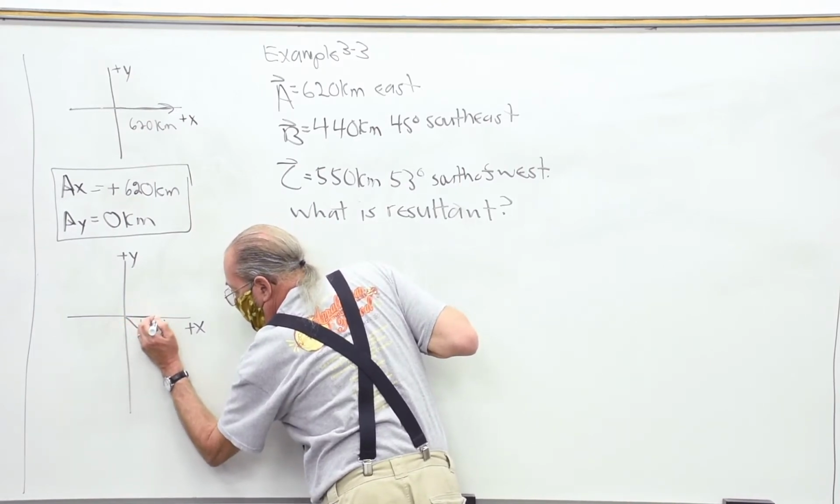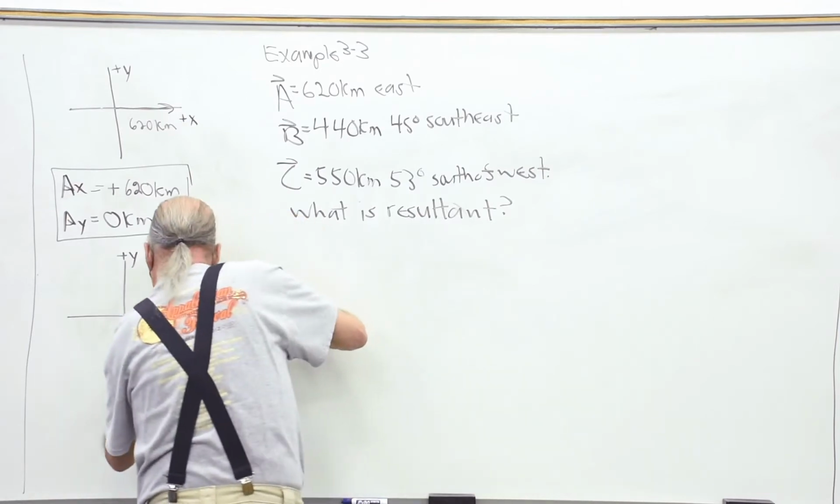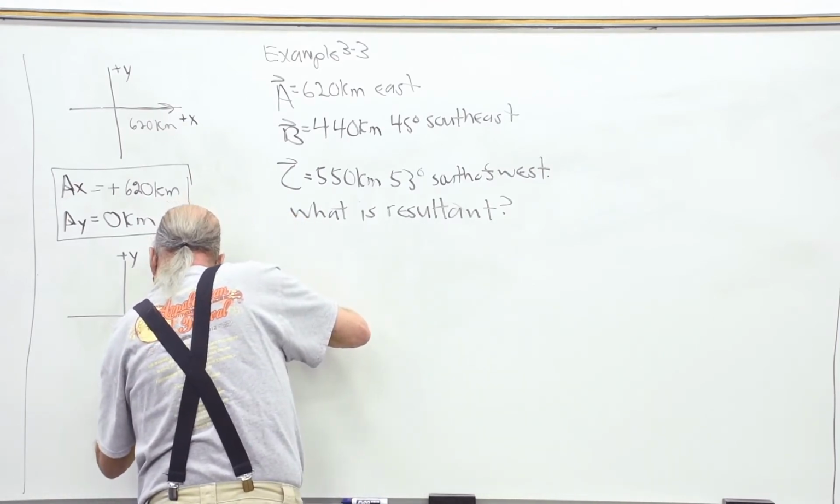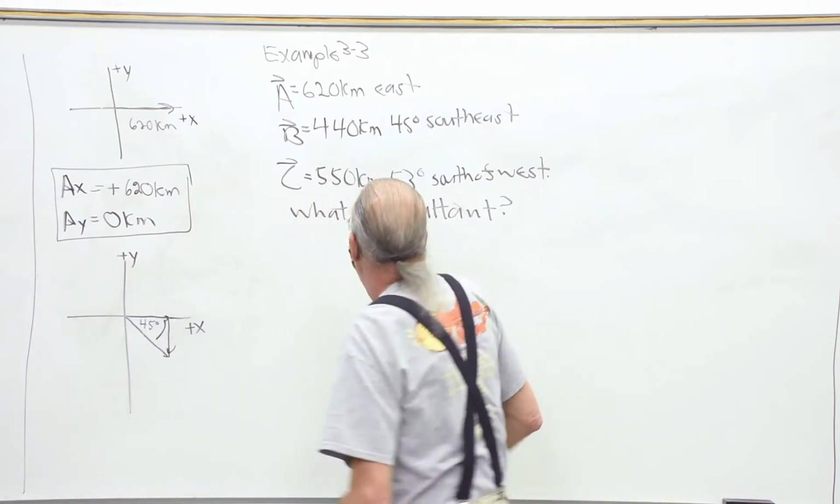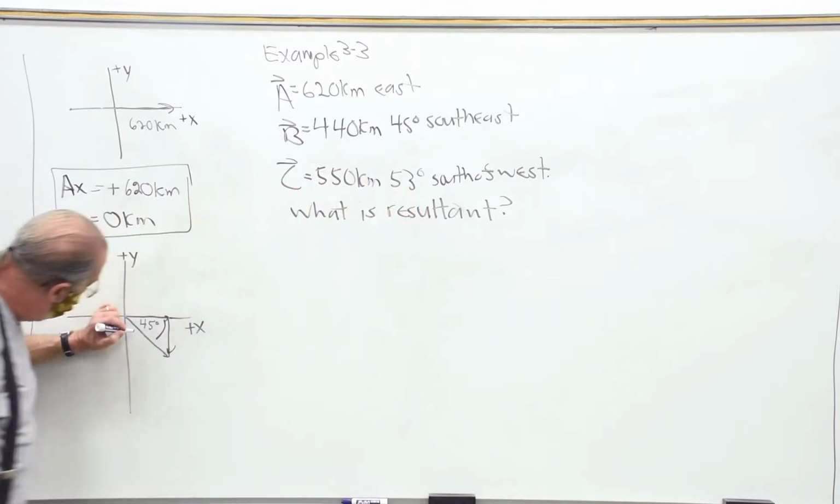So I'm going to draw a right triangle here, coming out and going down like that. And this is how long? 440 kilometers.